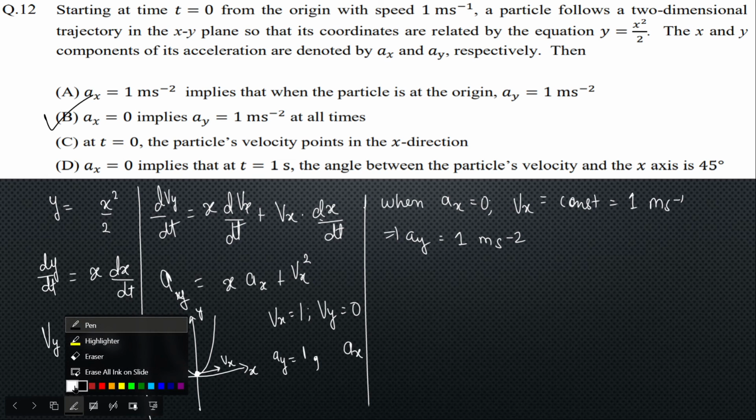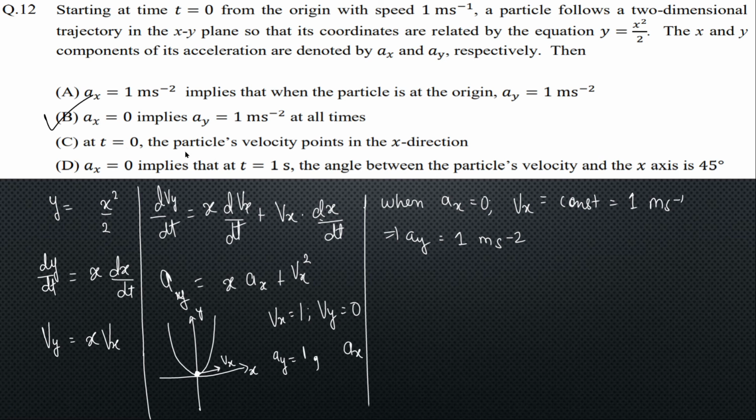Now we'll go for option number C, which is at t equals to 0, the particle velocity points in the x direction. We know if I draw the tangent to this point, I get velocity in x direction only. So this option is also correct. Option C is also correct.